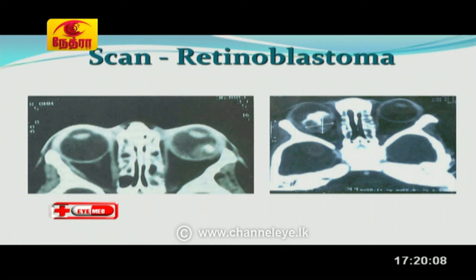So if we identify it in the early stage, we can preserve the eyeball, as it may spread through the optic nerve inside the brain. So we can prevent that. The treatment options are that we have to give chemotherapy, just like for other cancers, at the Maharagama Apeksha Hospital.